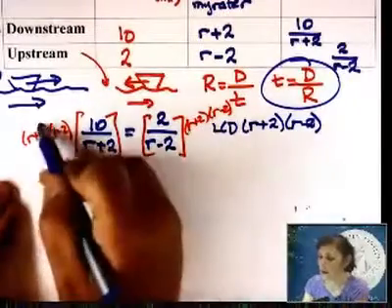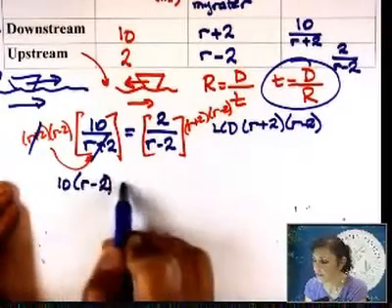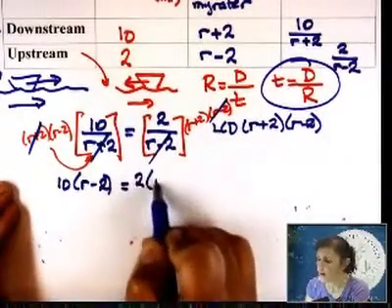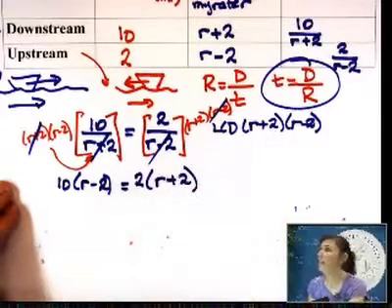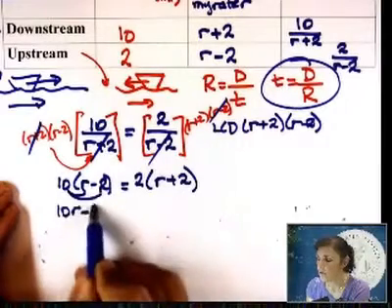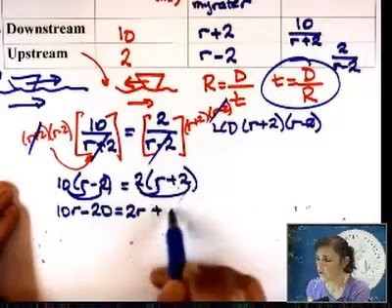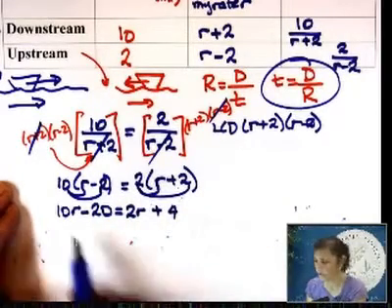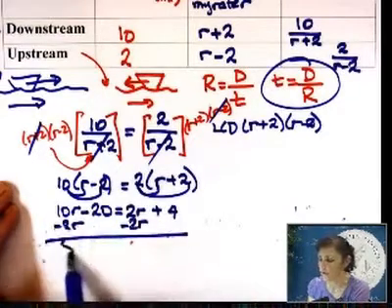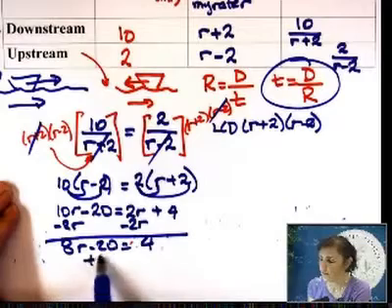When I do that, these R plus 2's will go. I'll have a 10, R minus 2 on the left. And on the right, these R minus 2's will go, 2, and R plus 2 will stay over. Now FOIL: 10R minus 20 equals 2R plus 4. Now I just solve for it, subtract 2R. That will give me 8R minus 20 equals 4. Add 20.